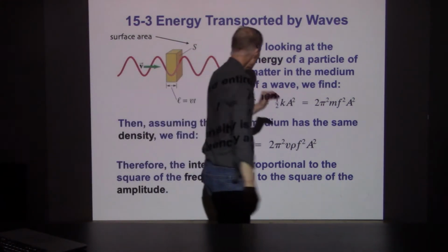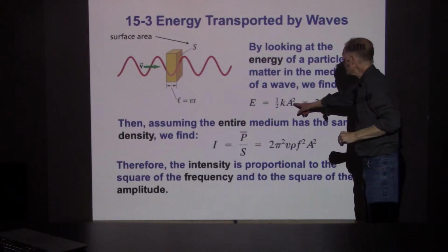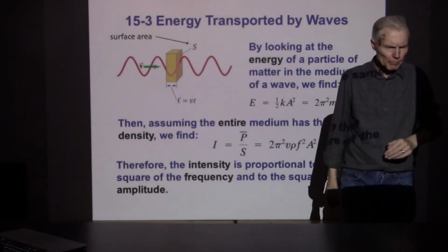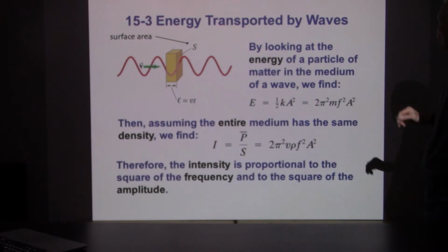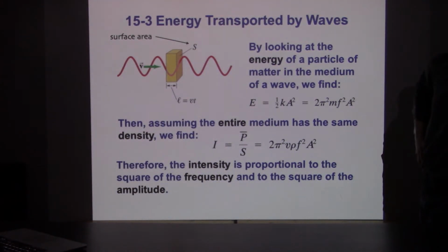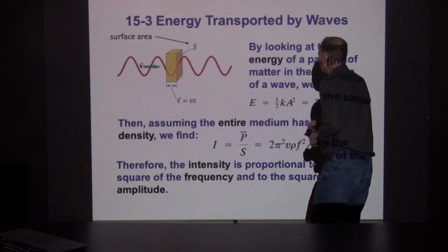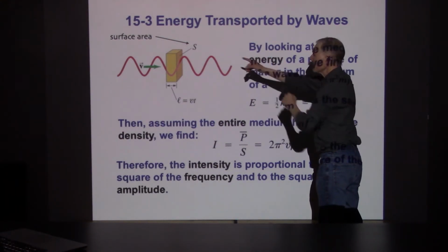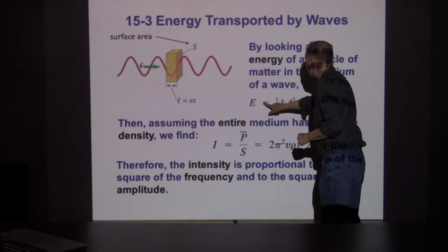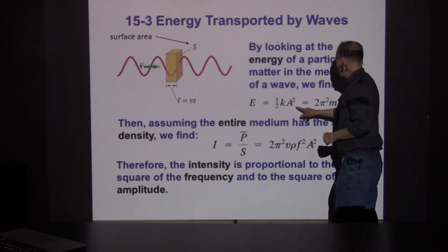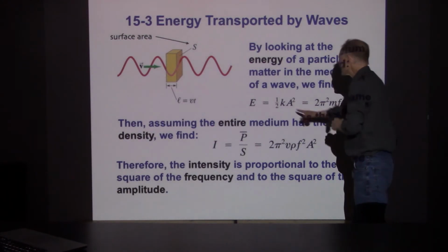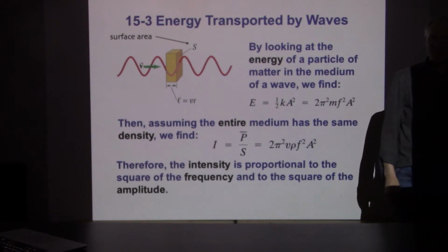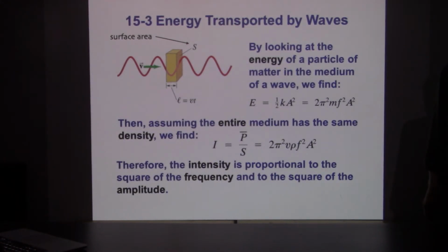Now, to calculate how much energy we've got, we can go back to chapter 14. Remember, with these sine and cosine waves, they're like sine and cosine oscillations taking place in the medium. What we saw back in chapter 14 is that if we take a certain region and isolate that, treat that as an object, well, the energy would be 1/2 k times a squared.